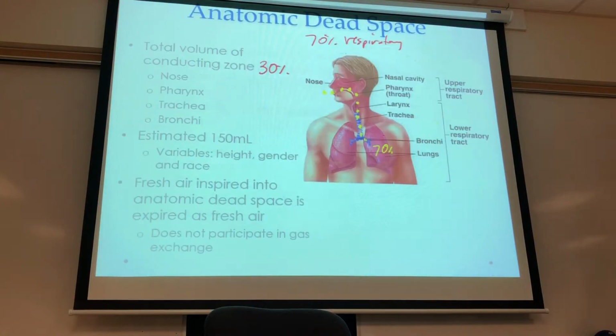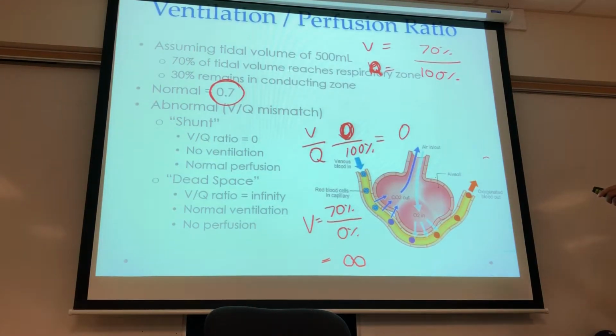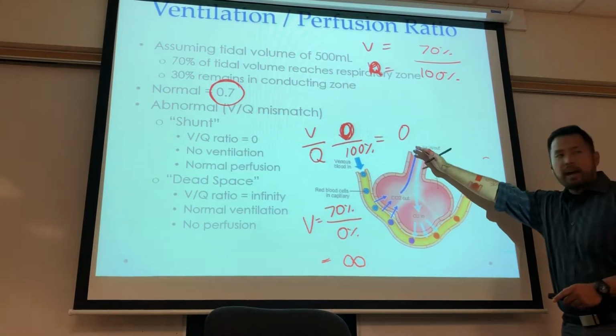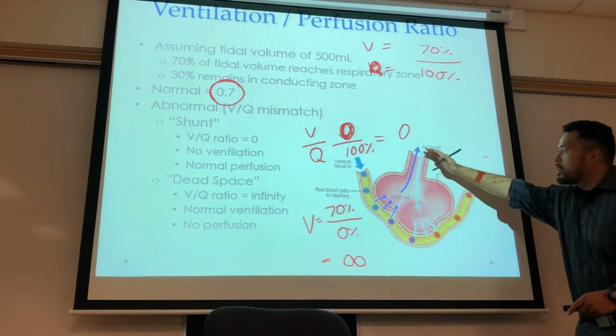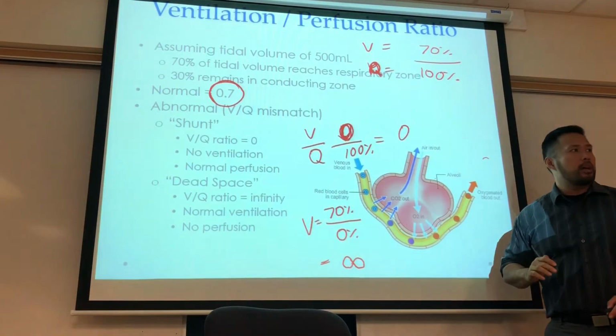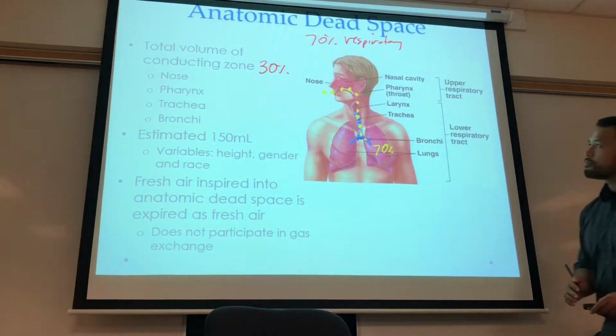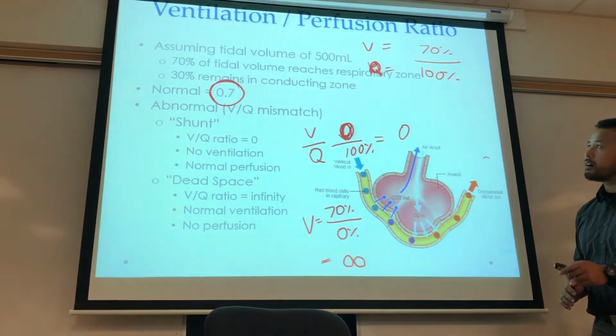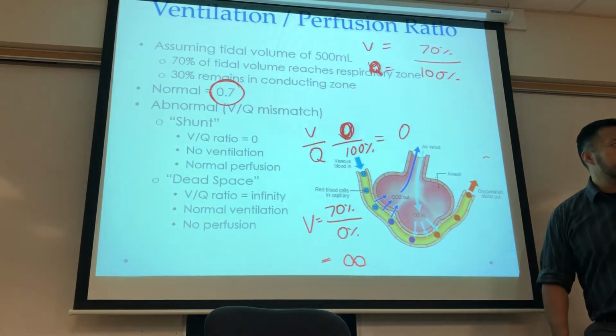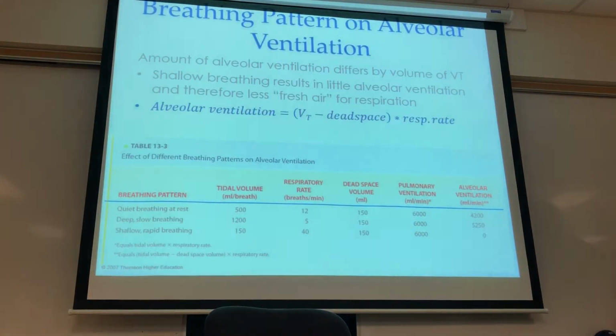But what we do need to account for is this: 70% of your tidal volume reaches the respiratory zone. So what I need to account for is how much of that minute ventilation is making its way into the alveoli. Naturally, I'm going to take that tidal volume, which we know to be 500 mils of air, and multiply it by 70%. So let's take a look at the equation for alveolar ventilation.